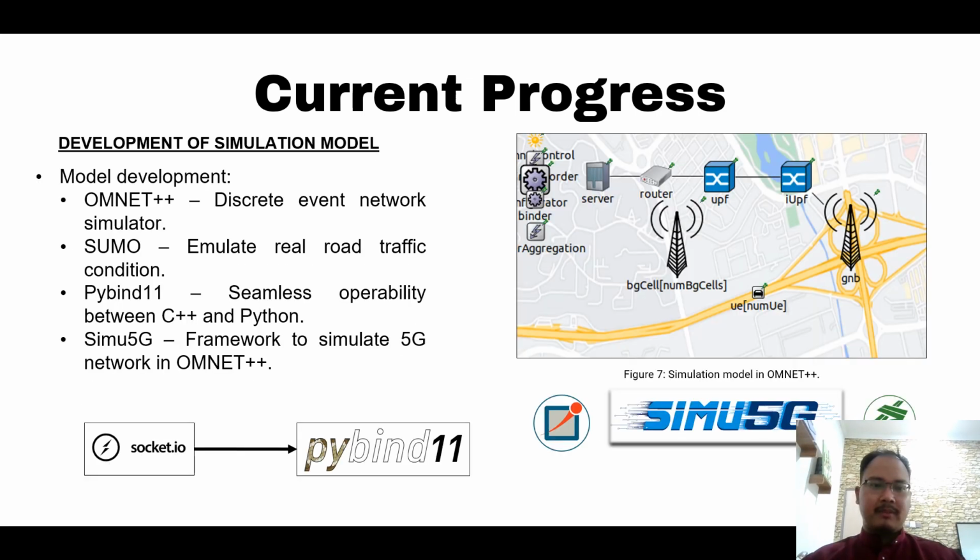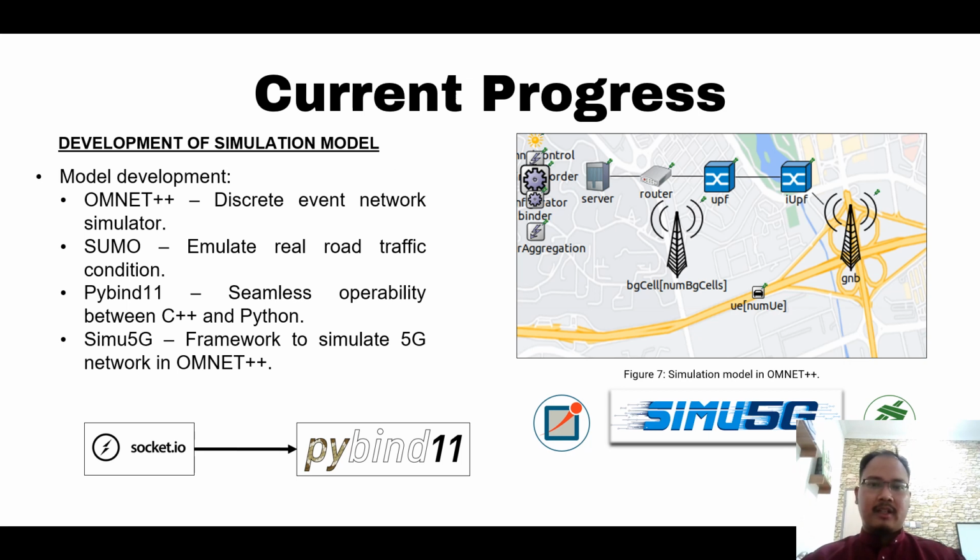Next is the development of the simulation model. A network topology for the implementation of the model has been devised by using OMNeT++ as the discrete event network simulator, SUMO to emulate real road traffic conditions, PyBind to communicate between C++ and Python, and SimuLTE 5G as the framework to simulate the 5G network.